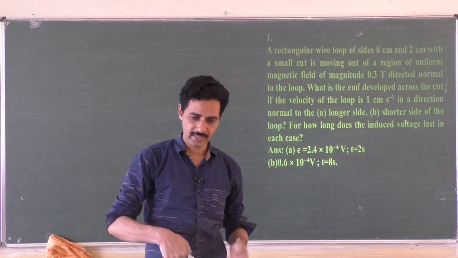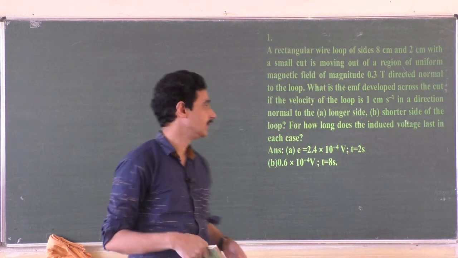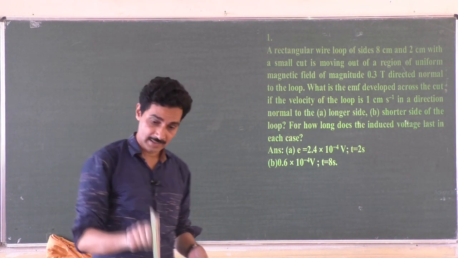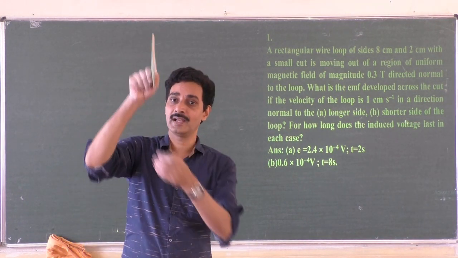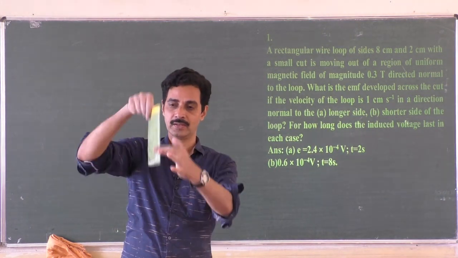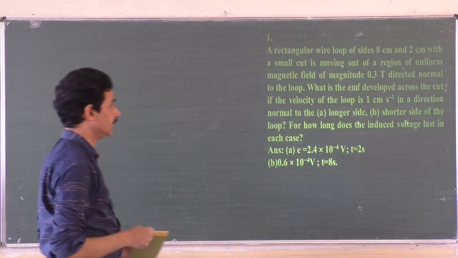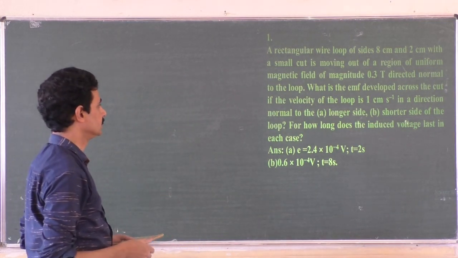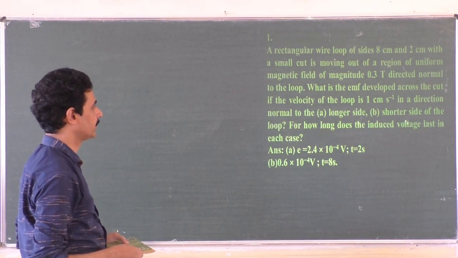It is introduced and taken out. Introduced and taken out like this. How is it taken out? Whether it is taken in and out like this, or whether it is taken in and out like this. Whether its length is going along the magnetic field or its breadth, whatever it is given. It is directed normal to the loop. What is the EMF developed across the cut?